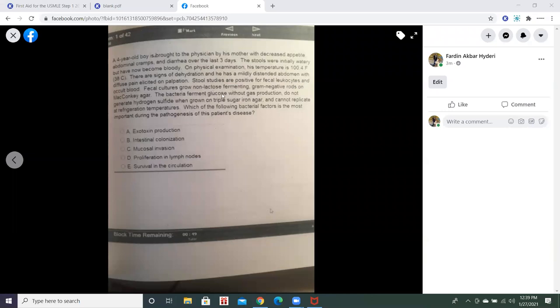They grow non-lactose fermenting gram-negative rods on MacConkey agar. So if they're non-lactose fermenting, can they be E. coli, Klebsiella, and all those things? Citrobacter and Serratia? Yes or no? Okay. This bacteria will ferment glucose without gas production and does not generate hydrogen sulfide. Which bacteria do not generate hydrogen sulfide when they are grown on triple sugar iron?